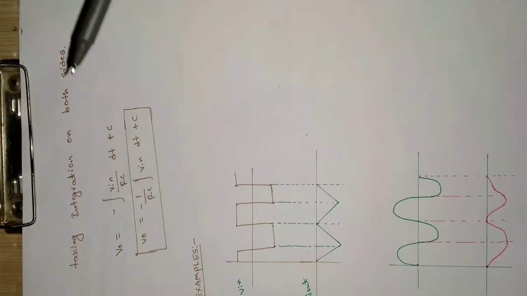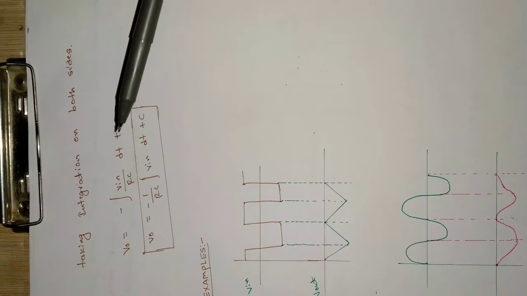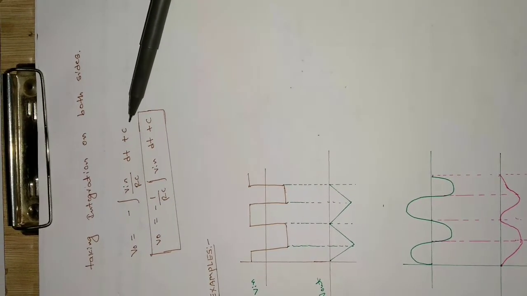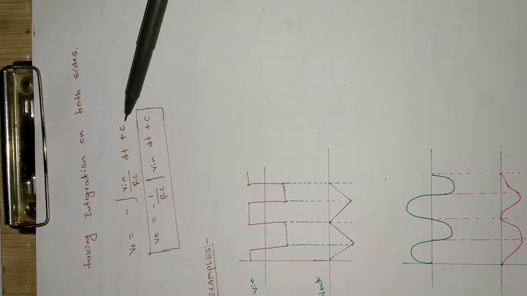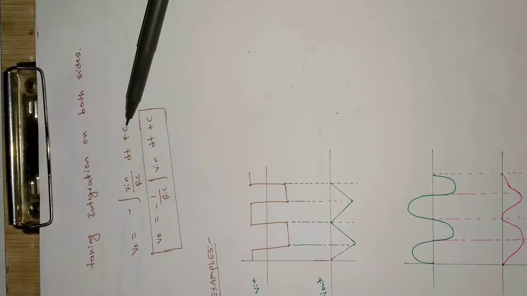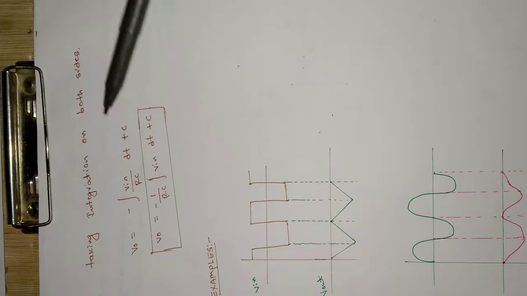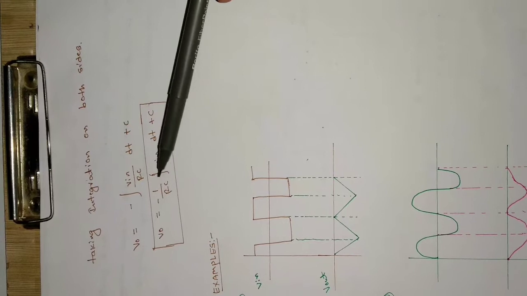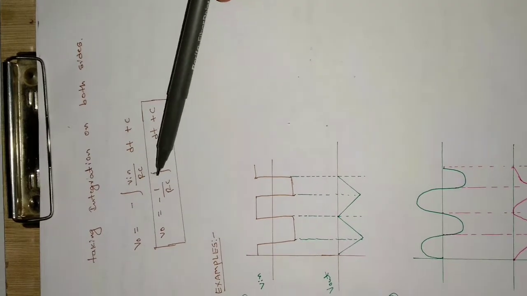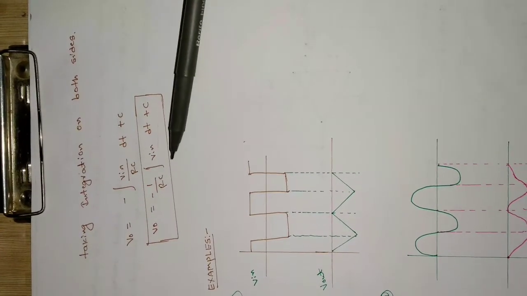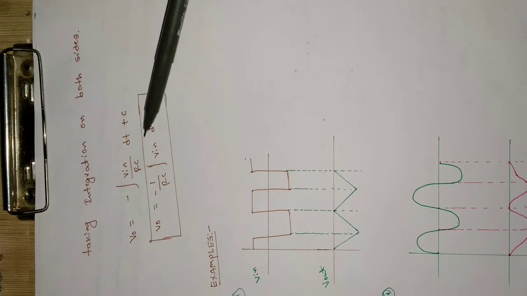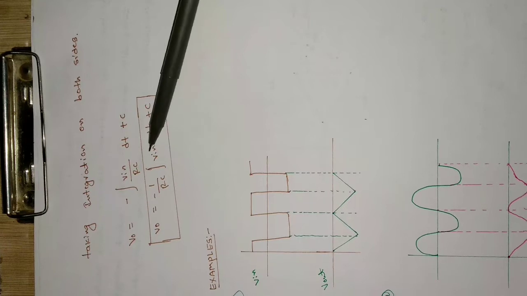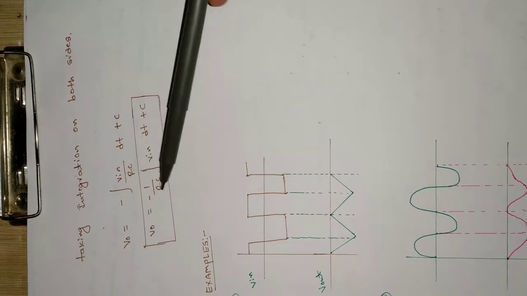So when we integrate, what will happen? V0 will be equal to minus Vin by RC into dt, plus the integration constant C. So d by dt will cancel there because integration and differentiation are opposite to each other. And minus 1 by RC is the constant which we can take outside the integration, and this is the term which will directly affect the output.